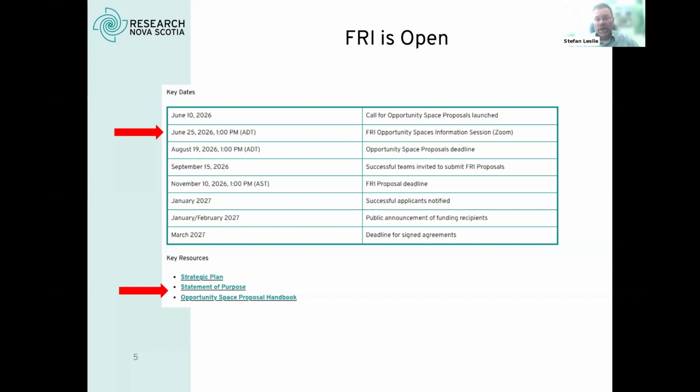The second arrow I want to draw your attention to at the bottom is a note with links to key resources. So the strategic plan is, as I mentioned, what the board of directors of Research Nova Scotia approved around November of last year, 2025, which describes the way the organization will go about realizing its mandate and delivering on the minister's expectations. But there are two documents in particular that are important, and really what I'm doing for the rest of this webinar is highlighting a number of key points from these two: a statement of purpose and the Opportunity Space Proposal Handbook.